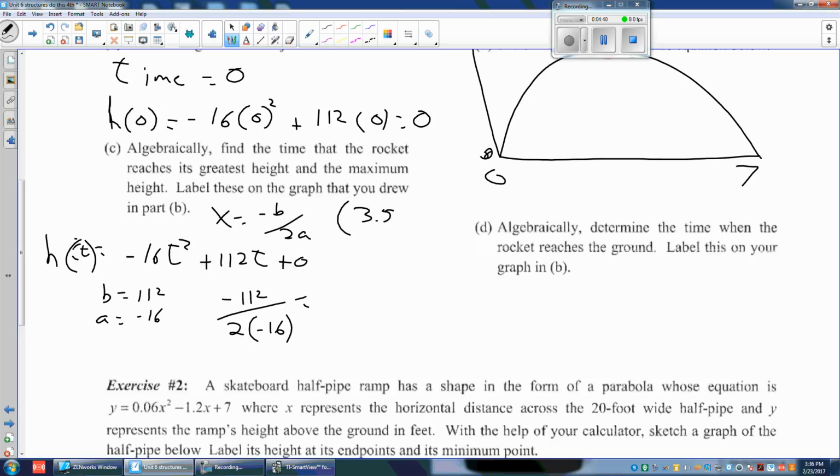Same thing. Label these on the graph that you drew in part B. The time that it reaches the greatest height and the maximum height. So the maximum height is the y part. There we go. Grab my calculator.